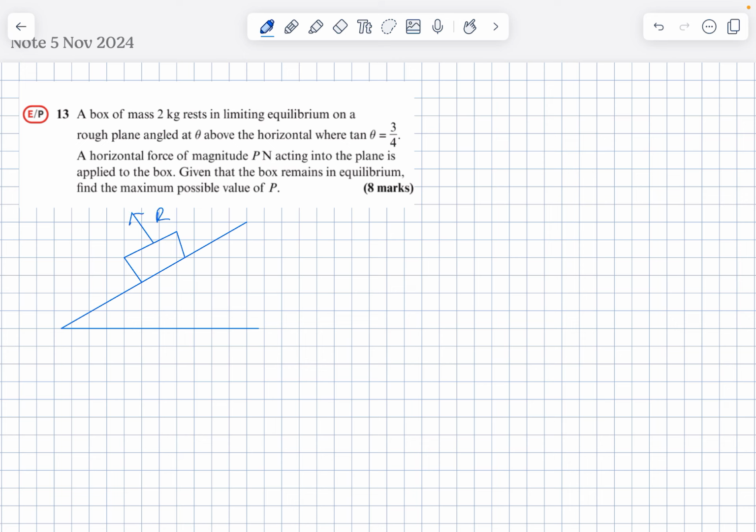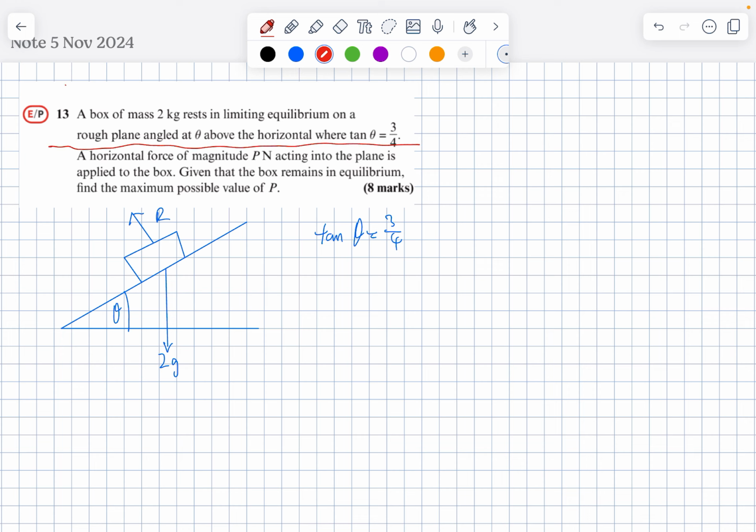That's our R. That's going to be 2G. It's angled at theta, and we're told that tan of theta is 3/4. Right, so now, one thing to be really careful of. There is a first part of the question, and then there is a second part of the question.